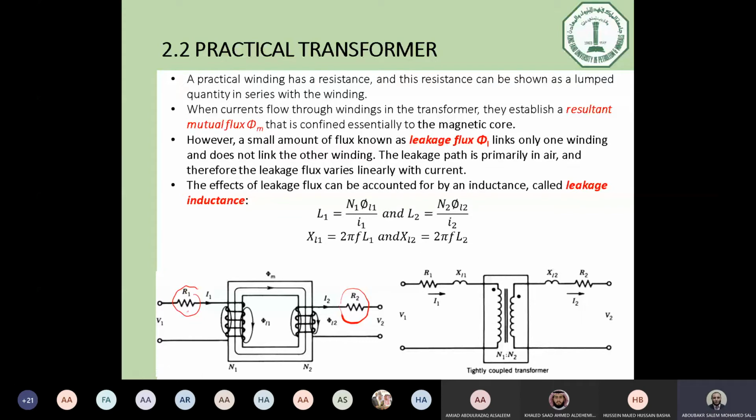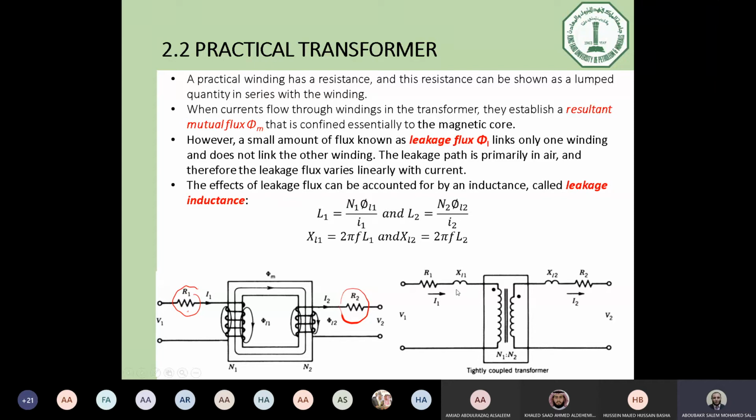Another important parameter is the current that is used to establish the flux in the transformer. When you operate the transformer, you need some amount of energy in order to establish a flux in it. This value is small. However, if you consider a practical transformer, you have to take it into account. For that, we can make a branch in parallel with the R and X.